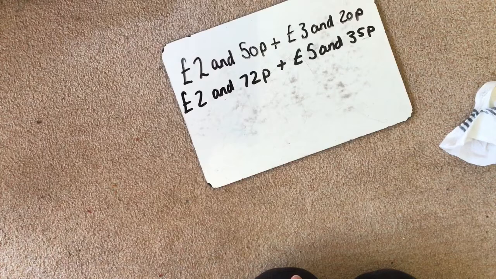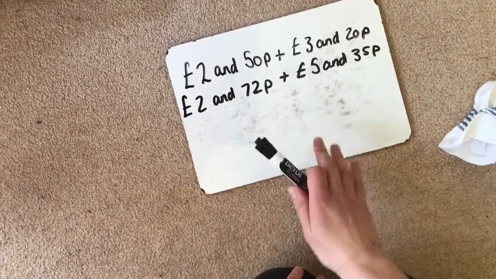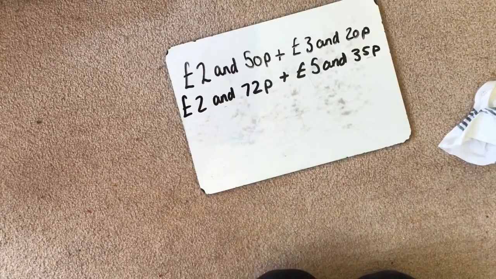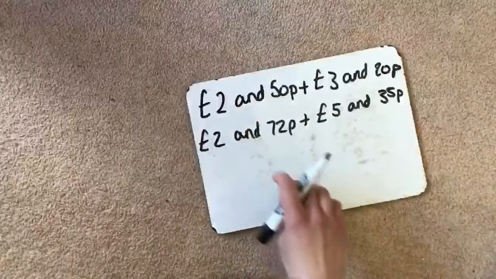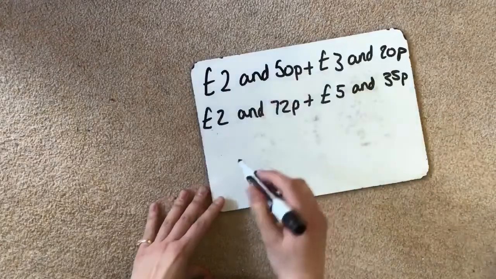And I'm going to show you how you can figure out if you can do it in your head or if you need to use column addition. So let's have a look at these two that I've got on the board. We have £2.50 and £3.20. Now this is a question which you should be able to do in your head, and I'm going to show you now how you can do that in your head. So we'll start off with the pounds. So we've got £2 add £3.